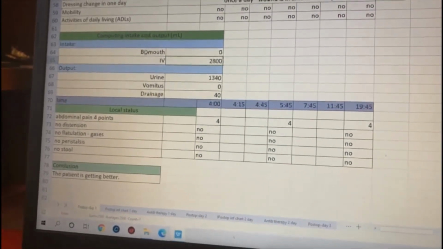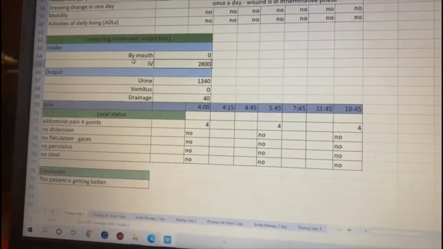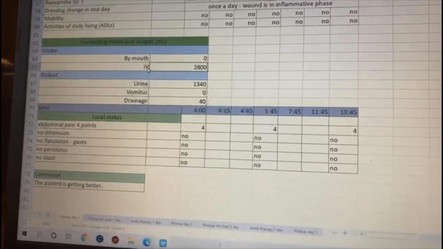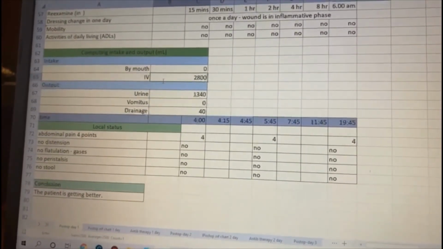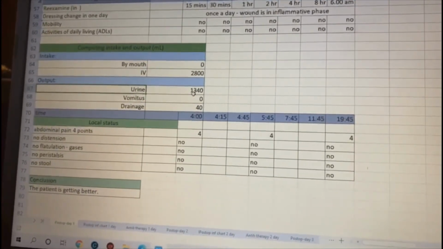For computing intake and output in ml, the intake is not done by mouth, we know it. The intravenous input is 2800 ml, it is measured in ml. The output is by urine, it is 1340 ml.